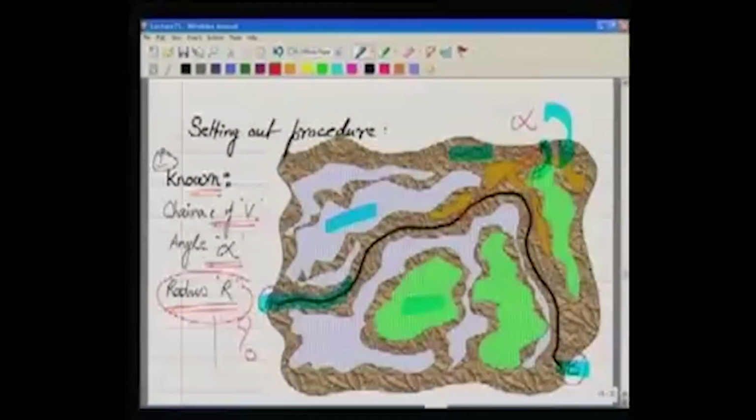So, considering these things, we decide the radius beforehand. So we know the radius also. It is known to us.